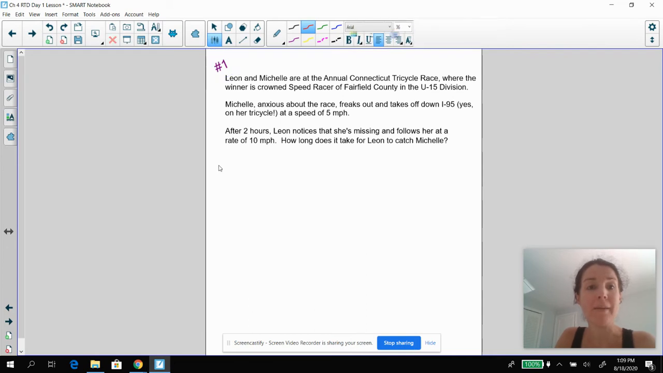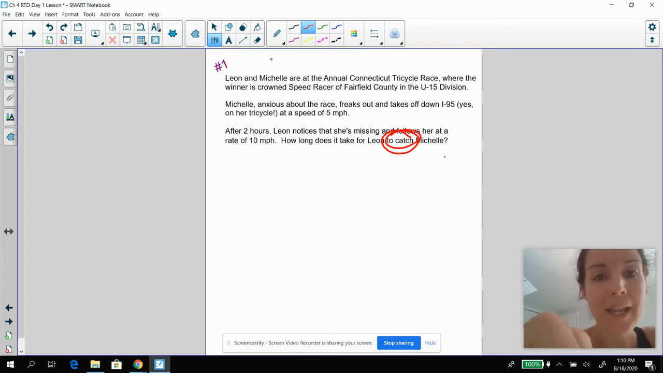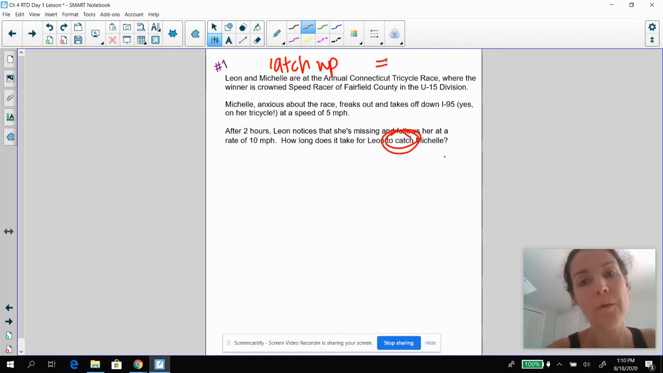So here is an example of a catch-up problem. The reason you know it's a catch-up problem is because if you read it, see how at the end, it literally says to catch Michelle. So this is a catch-up problem. And in a catch-up problem, you're going to set the distances equal. If you don't know what I'm talking about right now, it's okay. Hold on.